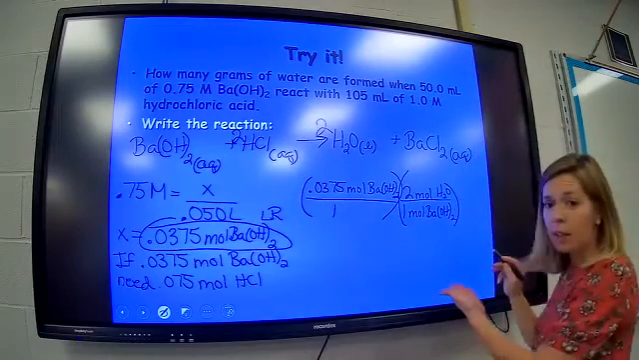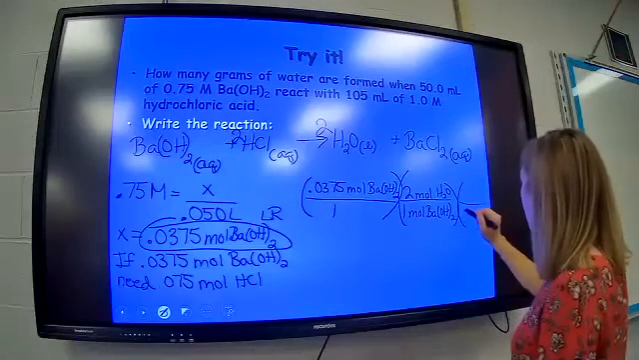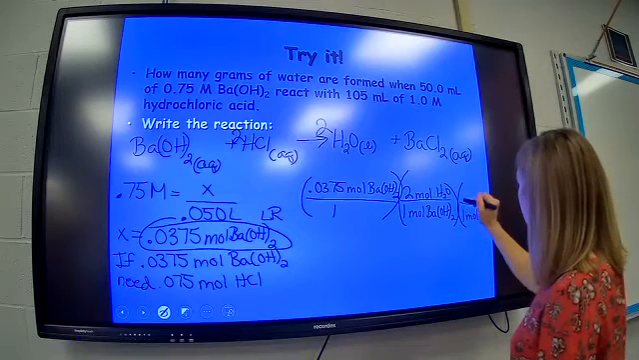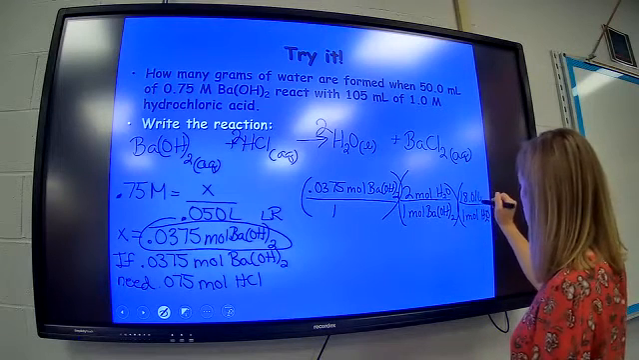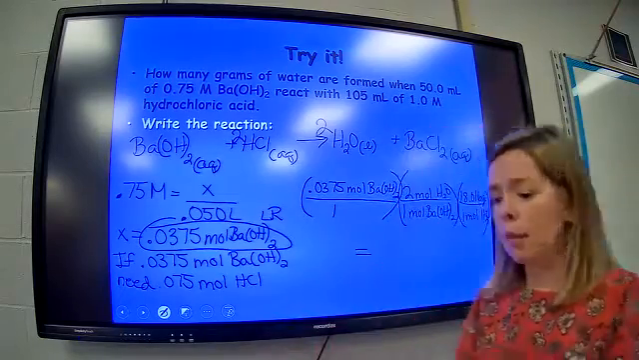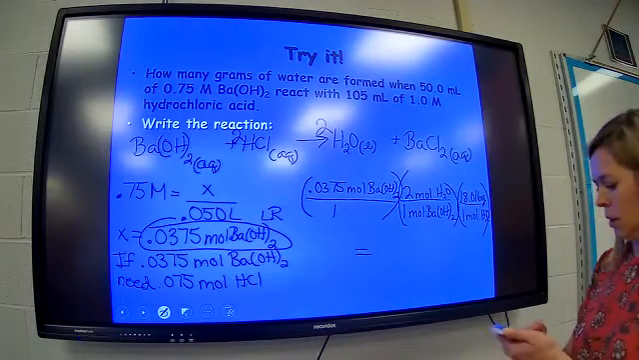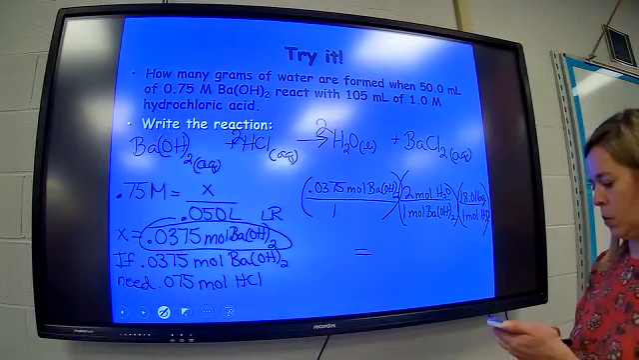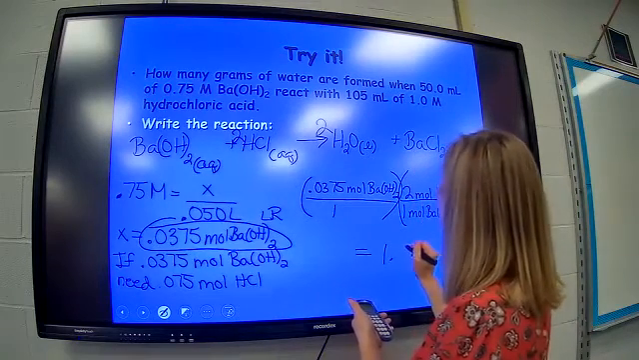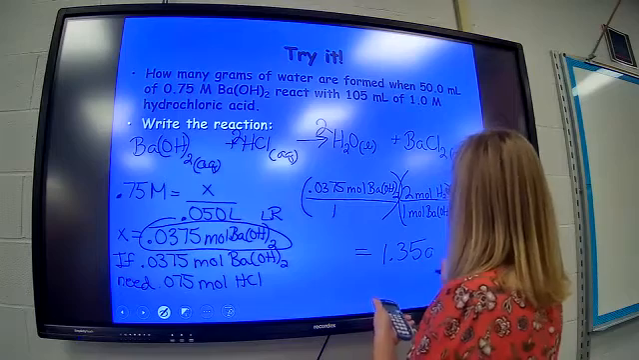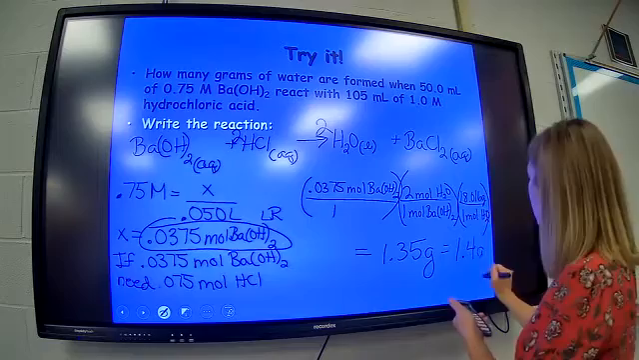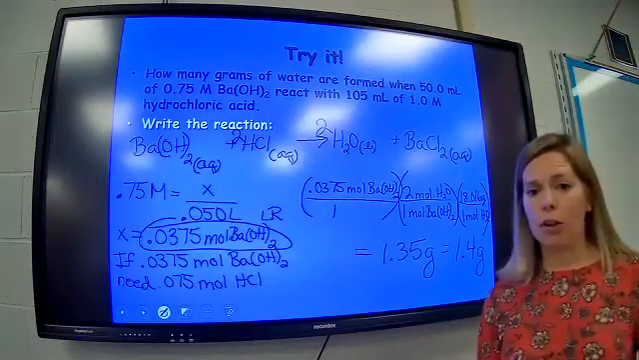Okay, now I have moles of water. From moles of water, I just do 1 mole of water is equal to 18.016 grams, and that will give me my answer. 1.35 grams of water, but I only want 2 significant figures, so 1.4 grams of water.